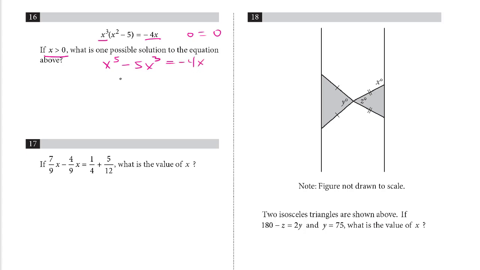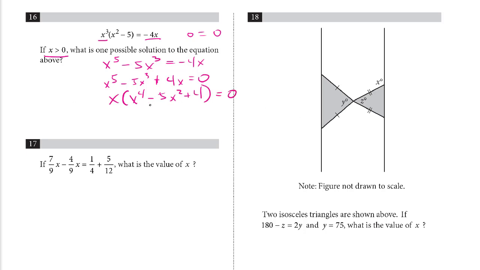I'm going to add the 4x to both sides. x to the fifth minus 5x cubed plus 4x equals 0. I can factor out the x, and that's our solution of 0, which doesn't count in our case. x to the fourth minus 5x squared plus 4 equals 0.